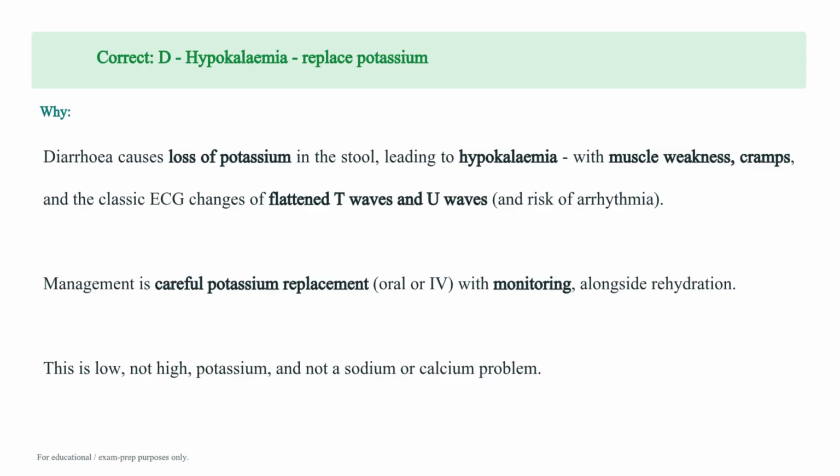The answer is D, low potassium, replace potassium carefully. Diarrhea causes loss of potassium in the stool, leading to hypokalemia, with muscle weakness, cramps, and the classic ECG changes of flattened T waves and U waves, plus a risk of arrhythmia. Management is careful potassium replacement, oral or IV, with monitoring alongside rehydration. This is low, not high potassium, and it is not a sodium or calcium problem.